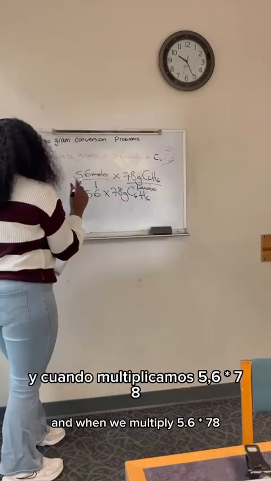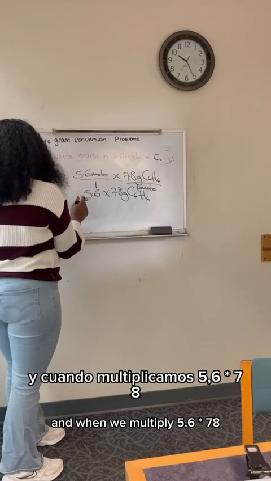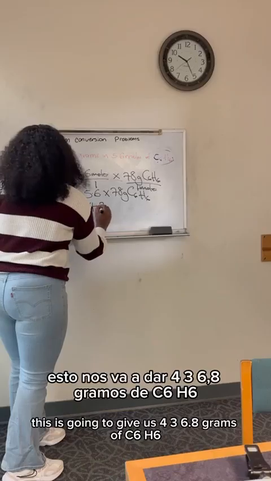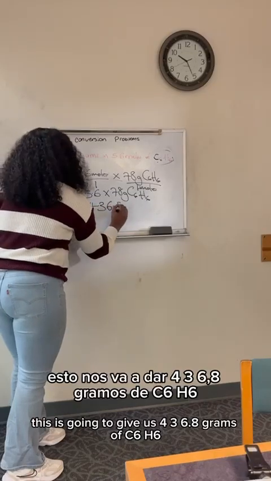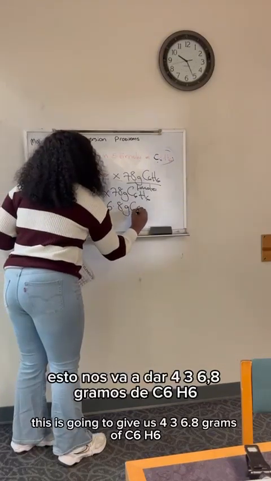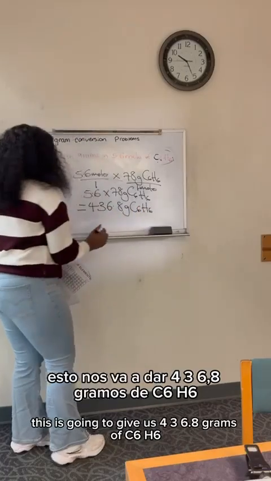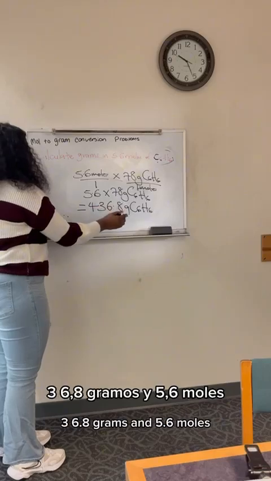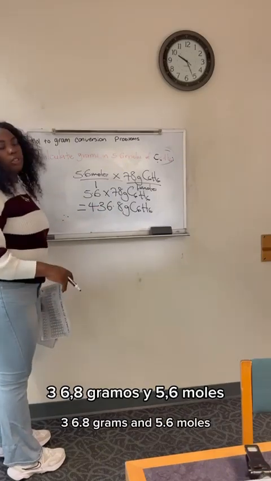And when we multiply 5.6 times 78, this is going to give us 436.8 grams of C6H6. Therefore, we have 436.8 grams in 5.6 moles.